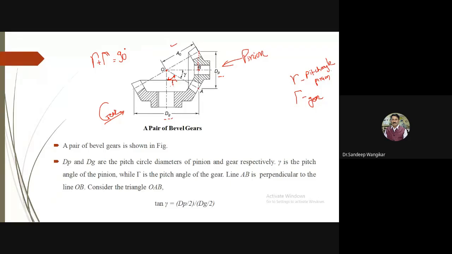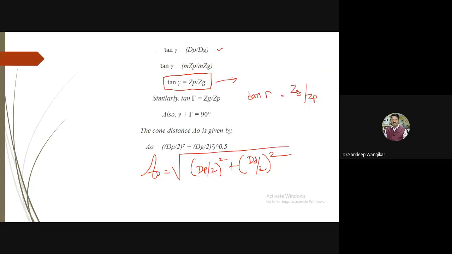Once again, I will repeat here in the diagram. If you refer to this distance as dp by 2 and this distance as dg by 2 and you are calculating A naught, use simple Pythagoras. You can easily say that (dp by 2) square plus (dg by 2) square is equal to A naught square. Therefore, A naught is equal to the square root of (dp by 2) square plus (dg by 2) square, as shown in the diagram.